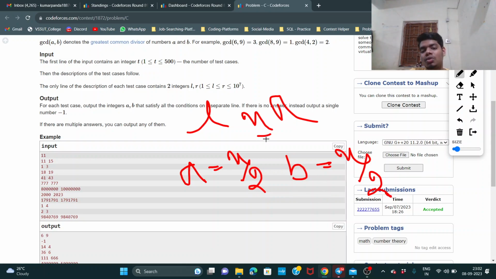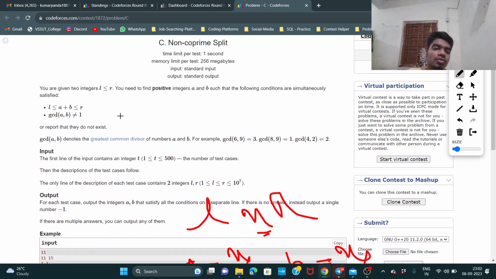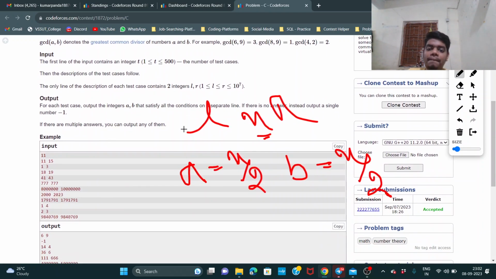Now if the x value is not equal to 2. Why am I saying x value is not equal to 2? If x value is equal to 2, then 2 by 2 is 1, 2 by 2 is 1, and gcd of 1 and 1 is 1. So the second condition will not be satisfied. That's why we just have to find an even number other than 2. Because let's just take an even number case like 4, 6, 8.